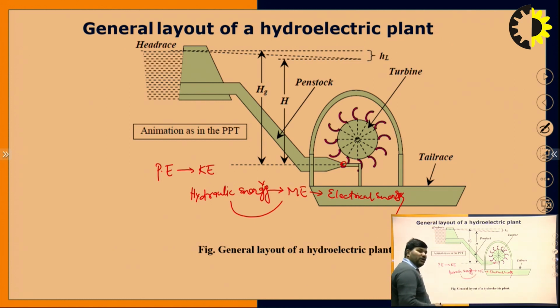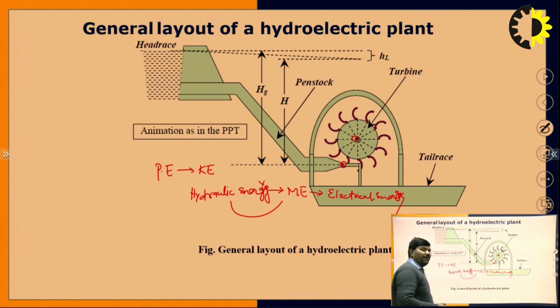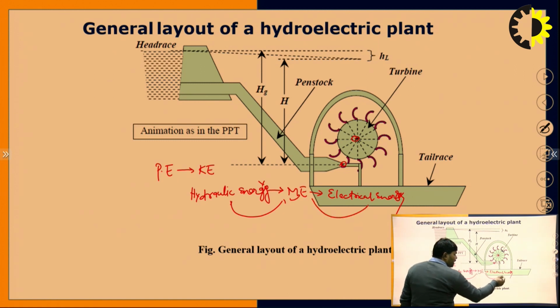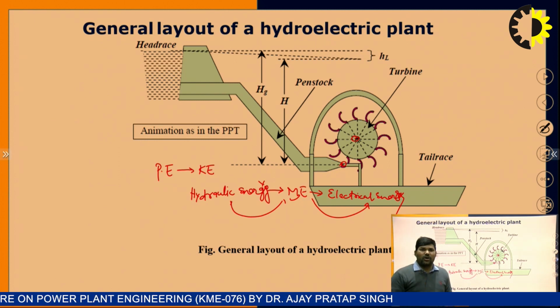Basically the water strikes here, so the hydraulic energy is converted to mechanical energy, and the shaft is connected through a coupling with the alternator. So the mechanical energy is converted to electrical energy. Hydraulic energy to mechanical energy, and mechanical energy to electrical energy. This is how the hydraulic power plant is working.